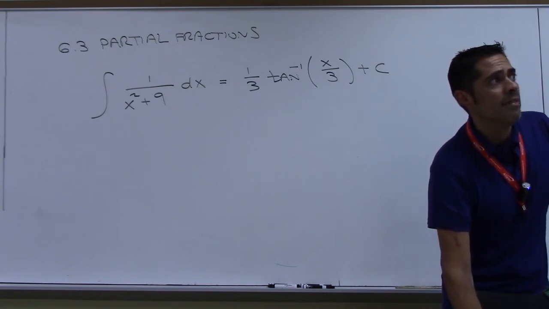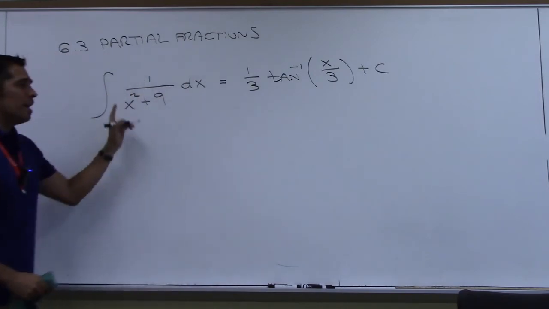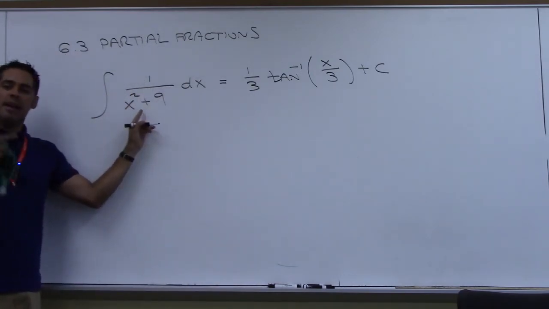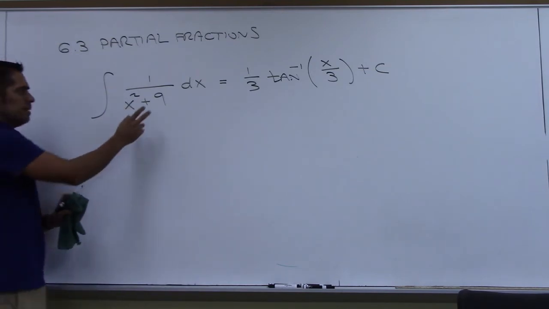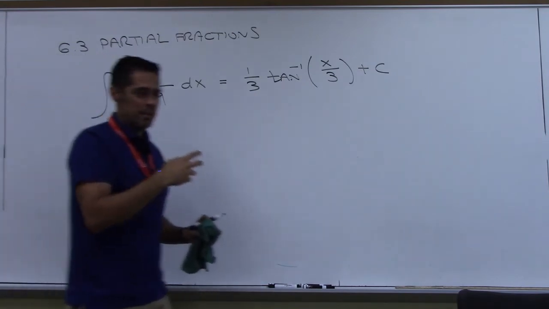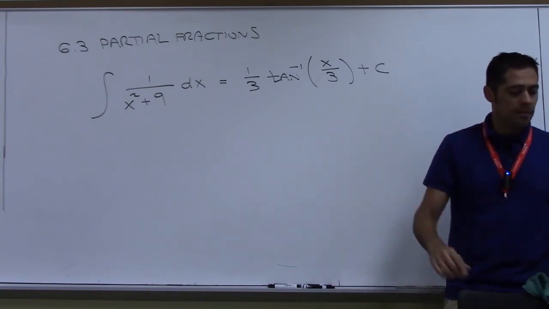Okay, so look at what it said. If we ever have a constant over a quadratic, where the quadratic is missing the x term and the terms are being added together, we can do this. As long as there's no x term. What if there was an x term in there? That formula wouldn't work, would it? We'll deal with that, though.